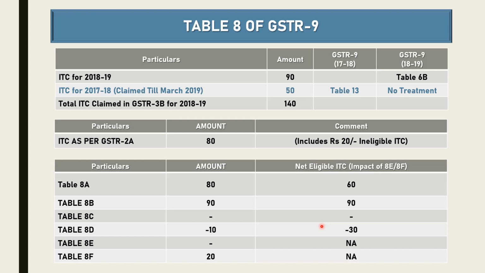But supposedly, if I do not report this 20 rupees in table 8F, my officer would think that the entire 80 rupees is my eligible ITC. Out of this, I have claimed an eligible ITC of 90 rupees, and there is only an excess ITC claimed of 10 rupees towards eligible ITC.